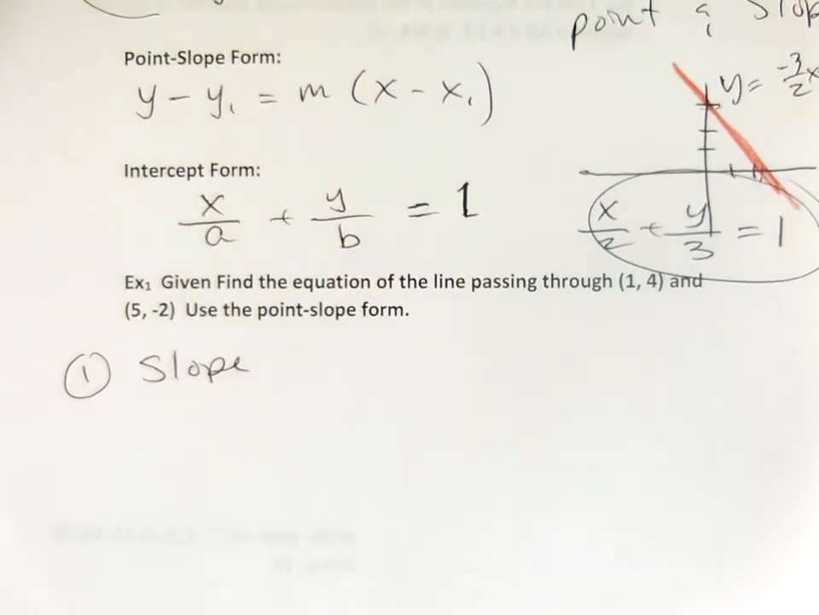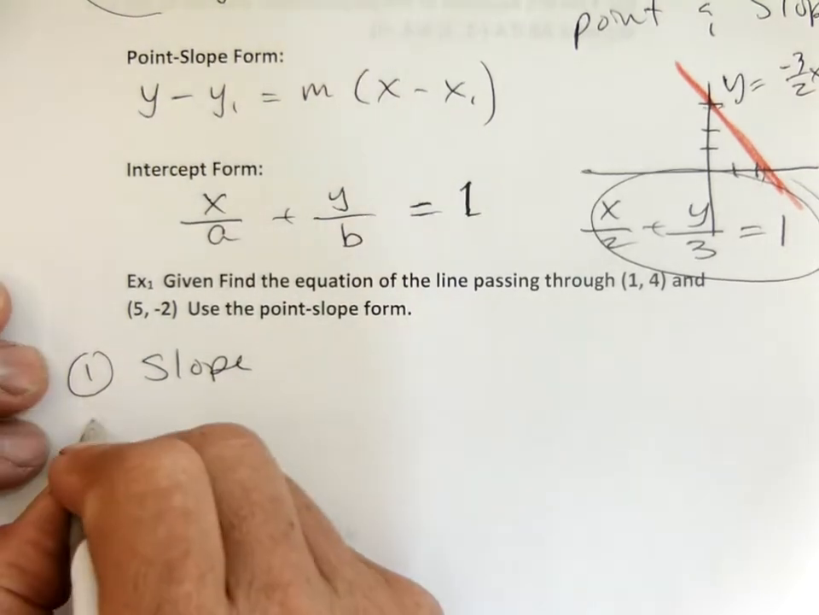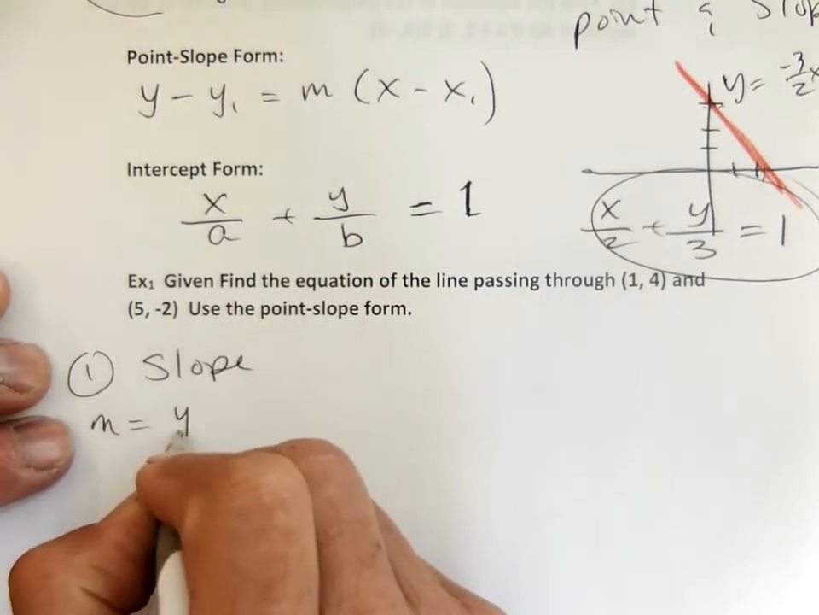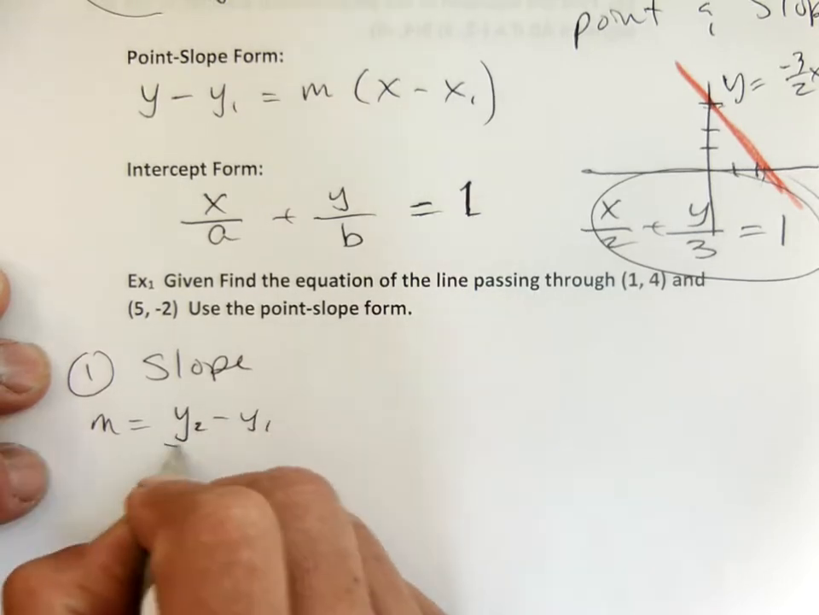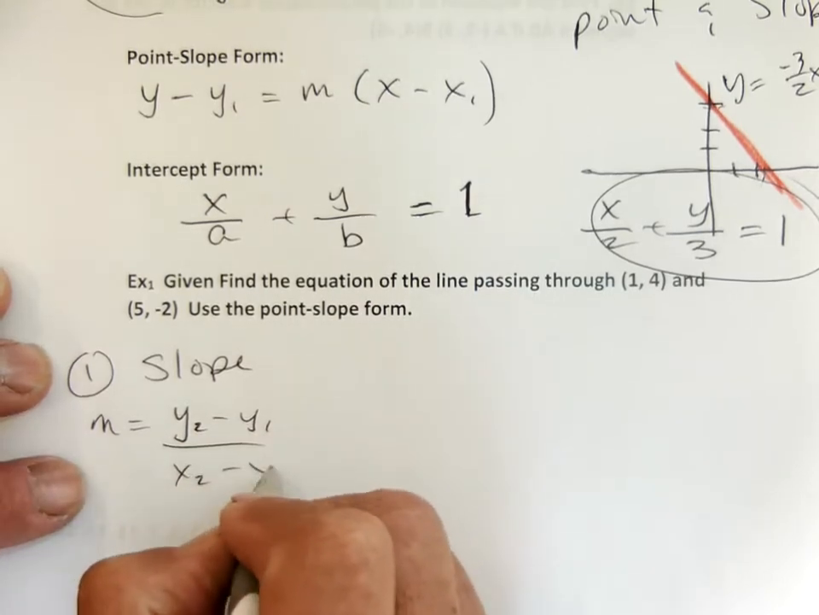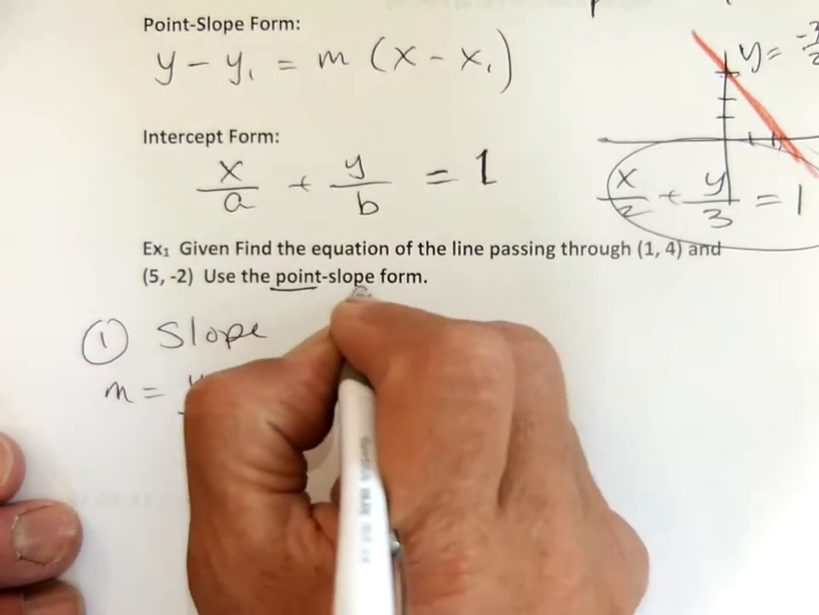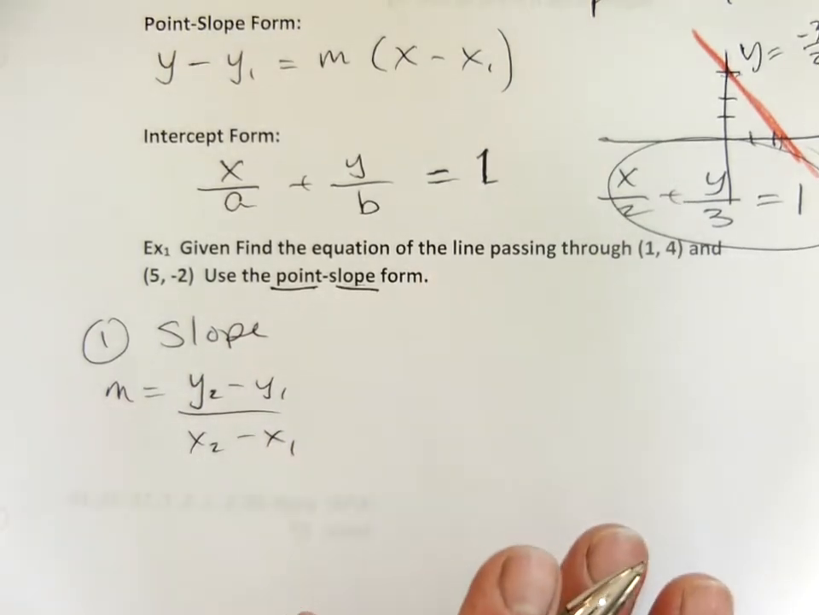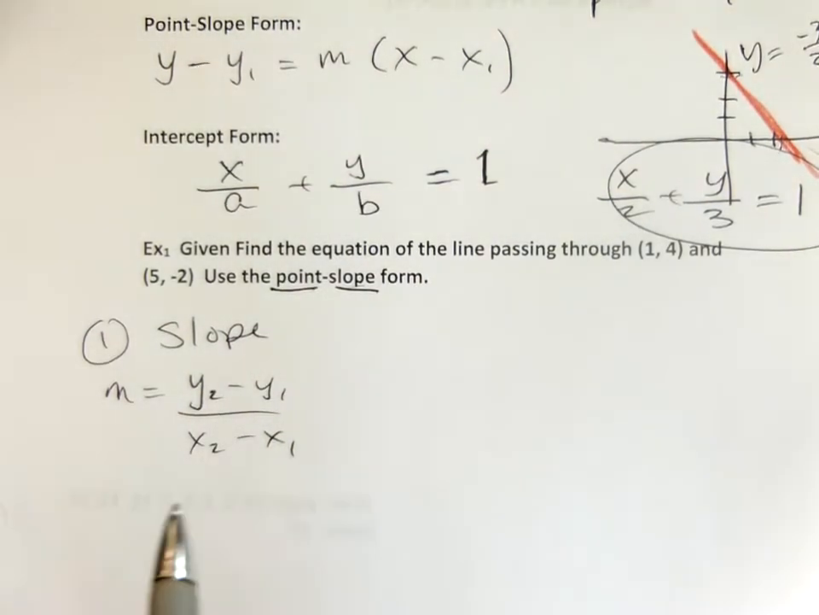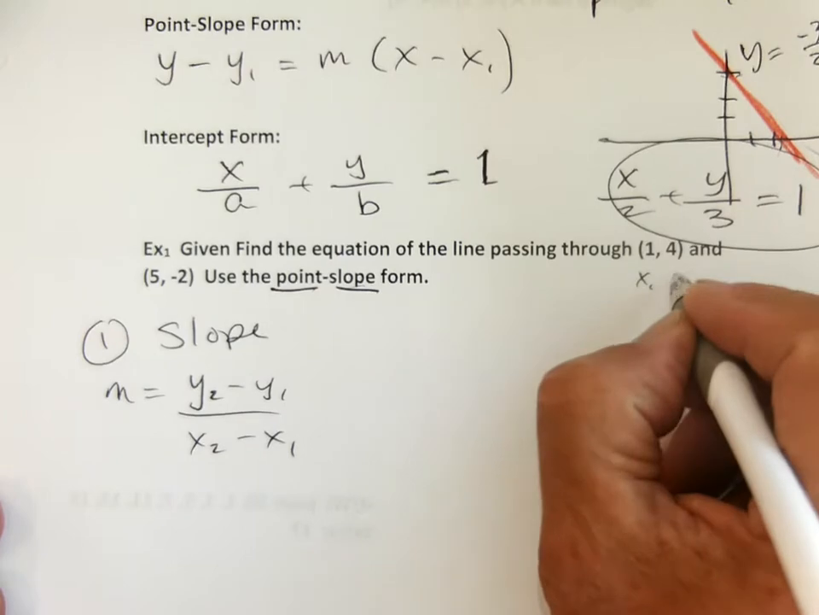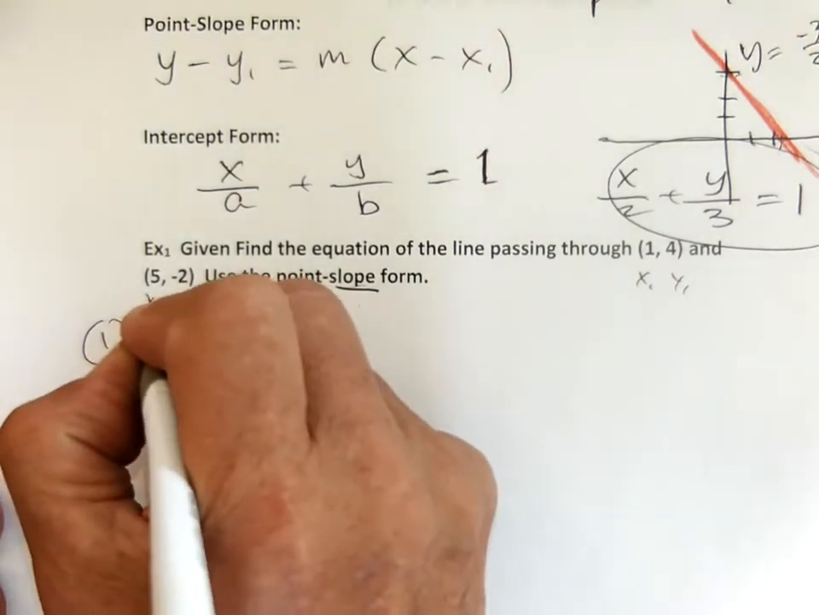So, thank you, Brittany. If I need the slope, we know our slope formula is m equals y2 minus y1 over x2 minus x1, right? We need the slope because it does say use the point slope formula, so I need the slope. That's my slope formula, and you know, x1, y1, x2, y2.